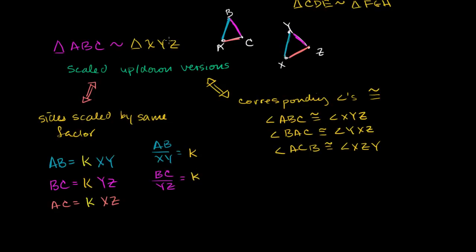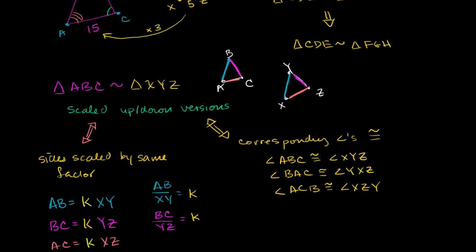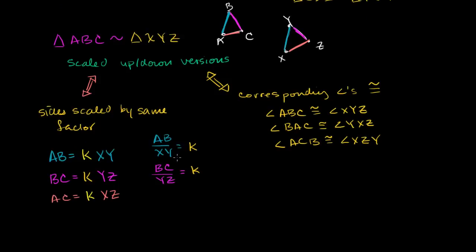Remember, in the example we just showed, that scaling factor was 3. But now we're saying in more general terms, similarity works as long as you have the same scaling factor. And then finally, if you divide both sides here by the length of segment XZ, you get AC over XZ is equal to K as well.